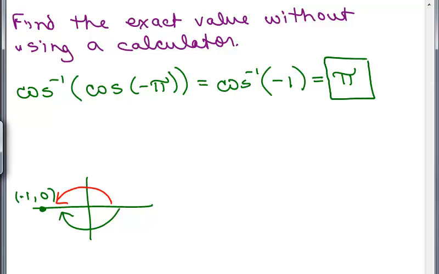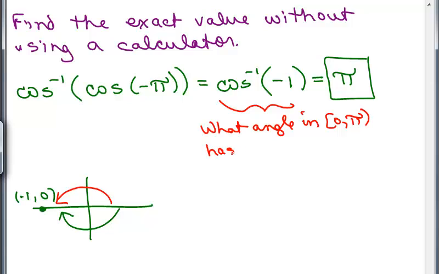Is this like a little brain teaser for you? We're looking for an angle. So remember what this means. What angle in 0 to pi has a cosine of negative 1? That's really what you're looking for, and then you're writing the answer as a real number, or in radians.